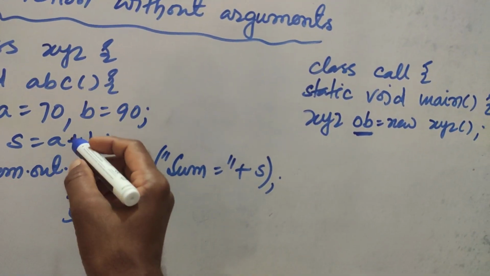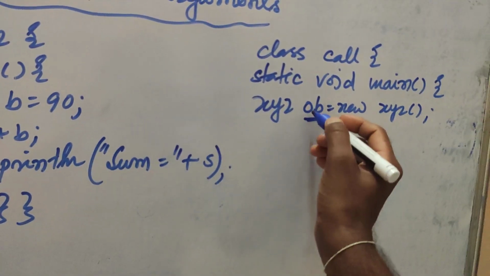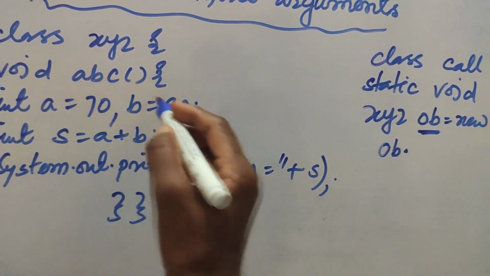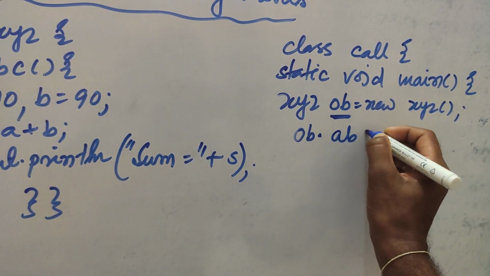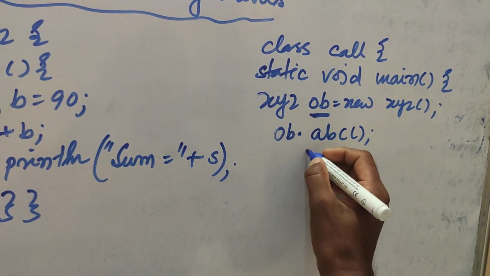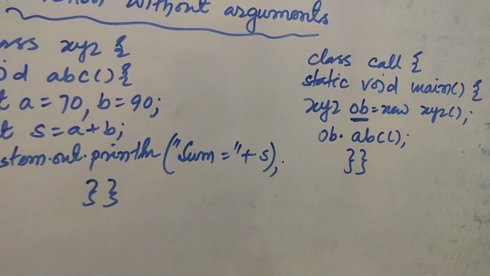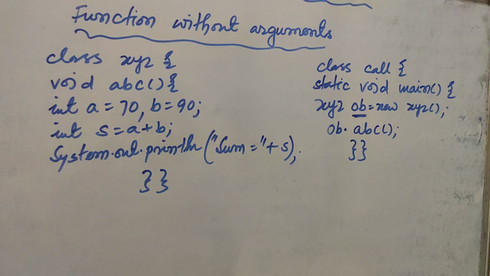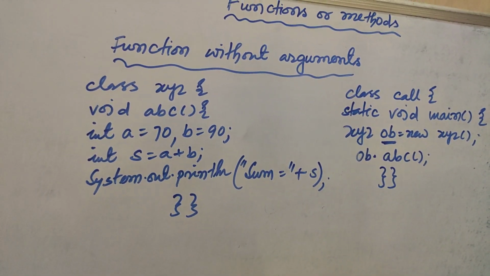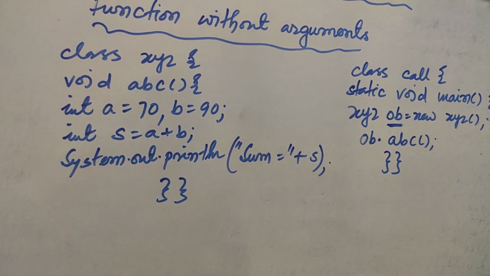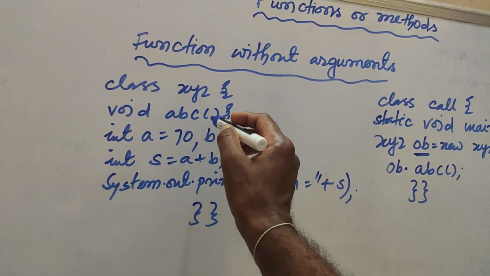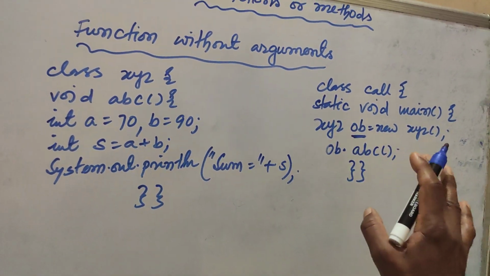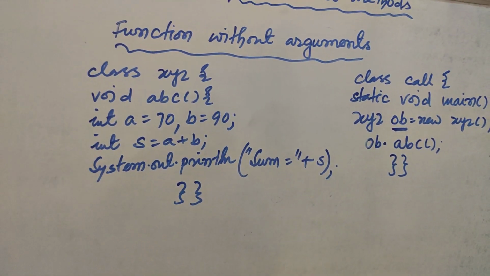Now how will you call these functions? Just give OB, the object name, dot, that function's name. ABC is here, you give ABC. Now complete. This is called a function without arguments. When there will be no argument inside that, then we can call it that way, OB dot ABC.